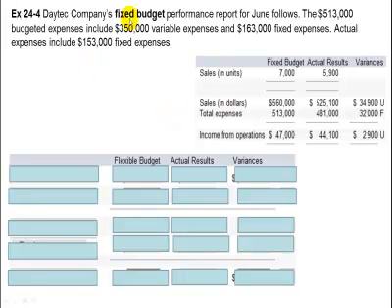Daytech Company's fixed budget performance report for June follows. This is similar to the last problem we just did. So here's their fixed budget. They based it on 7,000 units. They actually achieved a lower level.